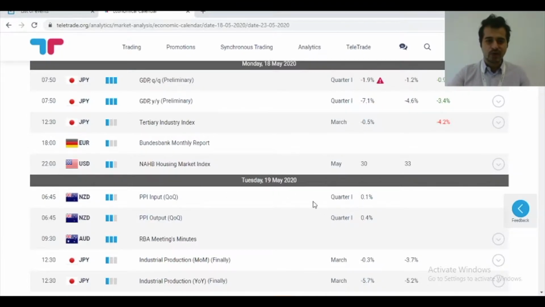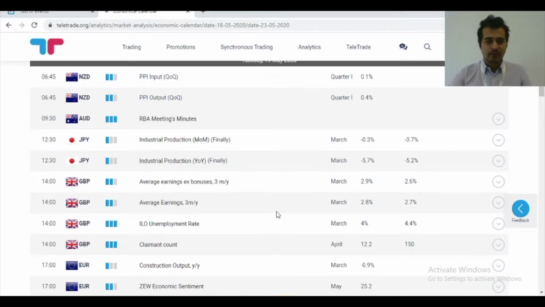For example, we have got Reserve Bank of Australia meeting minutes, which will have an impact on the Aussie dollar, and then we have got the unemployment rate and claimant count in the UK. I believe that this is going to be another market moving data, and all of these are expected to be in the red zone, because all in all, the UK is under pressure.